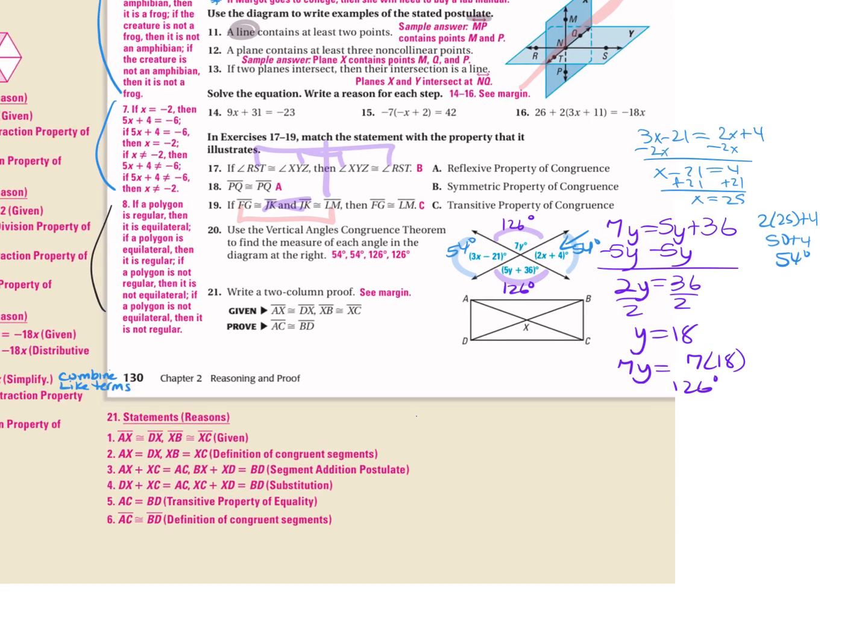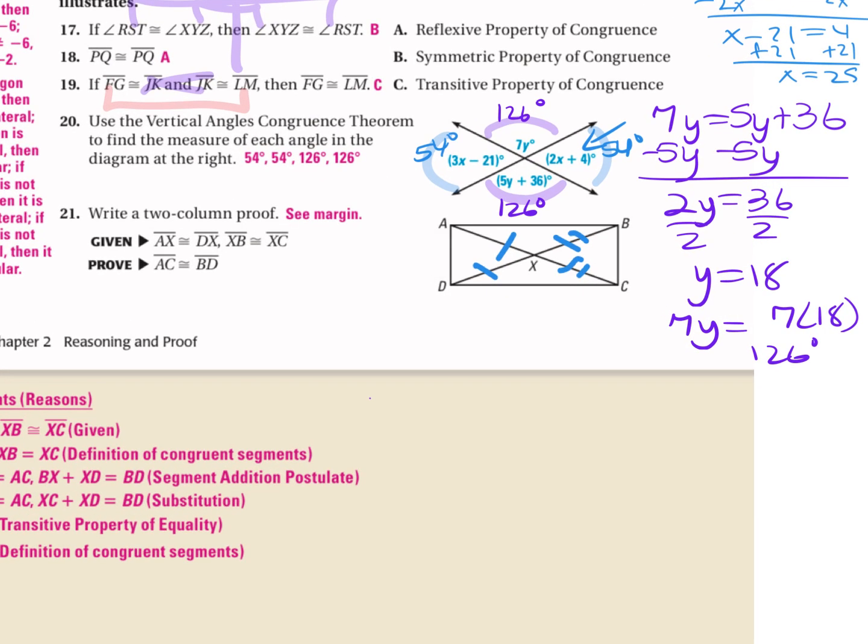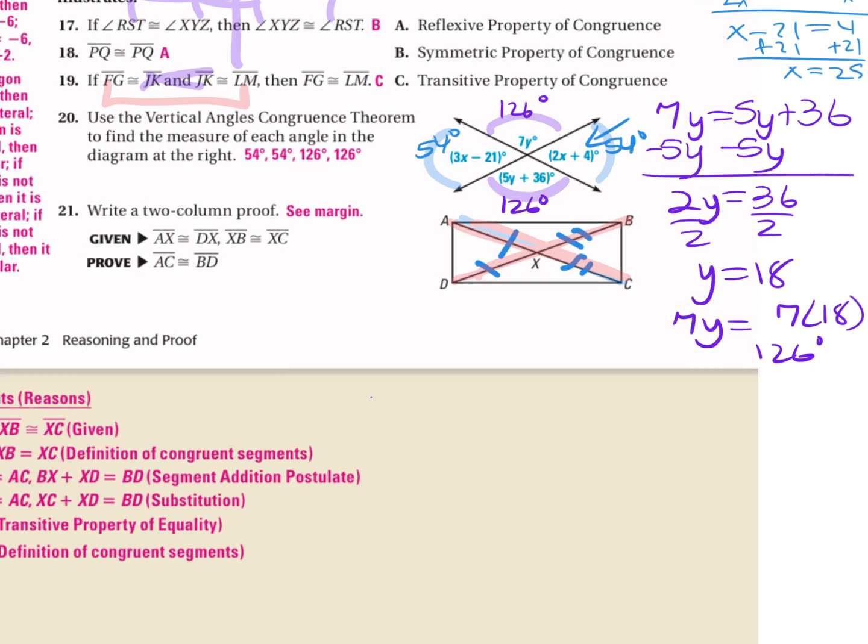And then the last one, the proof. So what they're giving us is that AX is congruent to DX, and XB is congruent to XC. Now, we're not told that this is a rectangle or a parallelogram. This is all we're given. They want us to show that AC here is congruent to BD. So this is where I'm going to bring in my segment addition postulate. Now, here is their answer down here.